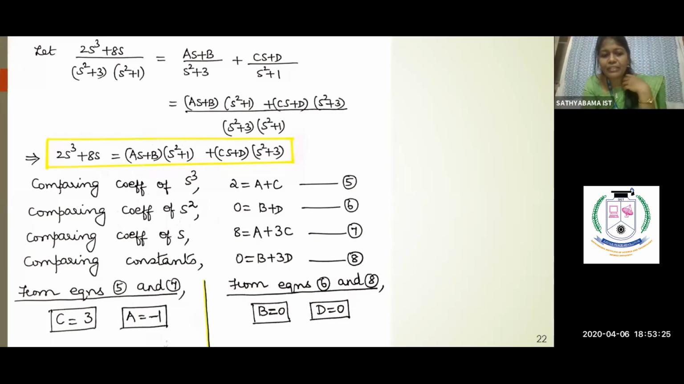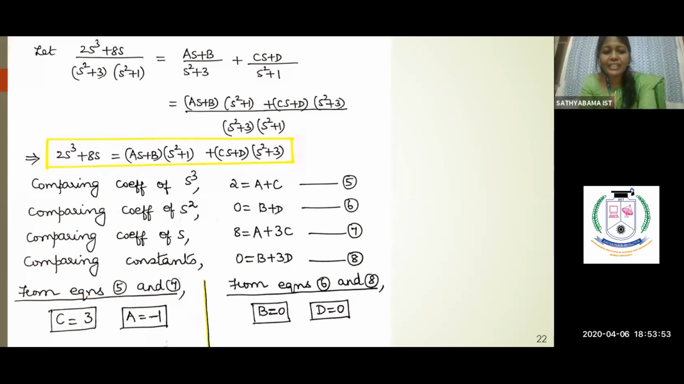What's the highest power of s here? Highest power of s is s cube. So compare coefficients of s cube on both sides. So what will you get? S cube coefficient is 2 in the left hand side. Right hand side, it is a plus c. Take it as equation 5. Next, compare coefficients of s square on both sides. See, there is no s square in the left hand side. So 0 equal to. What's the coefficient of s square in the right hand side? B plus d. Take it as equation 6.